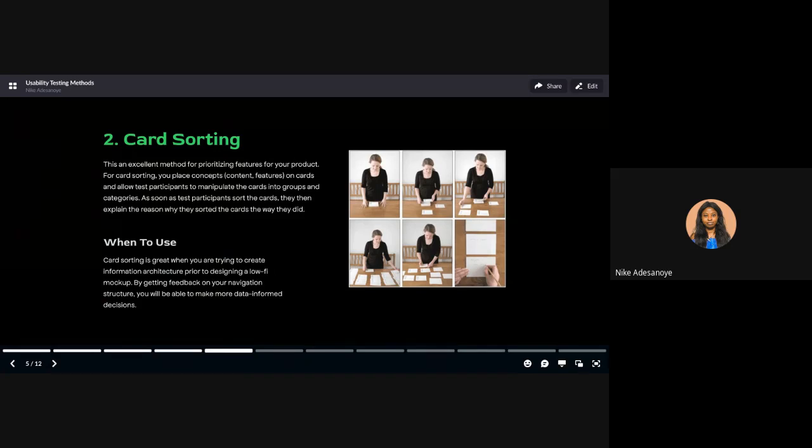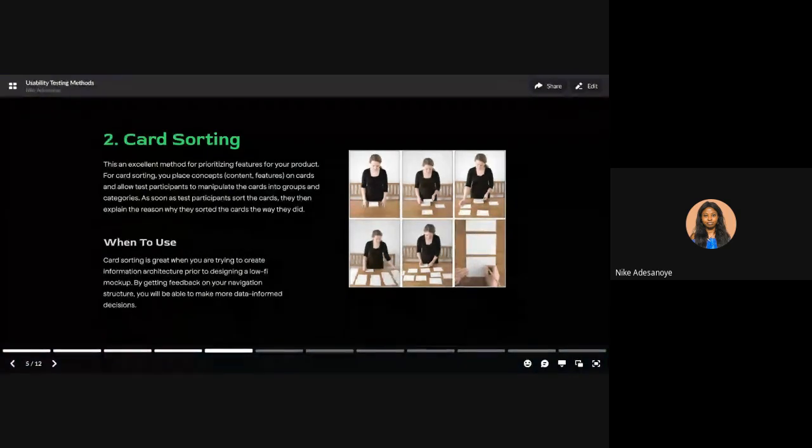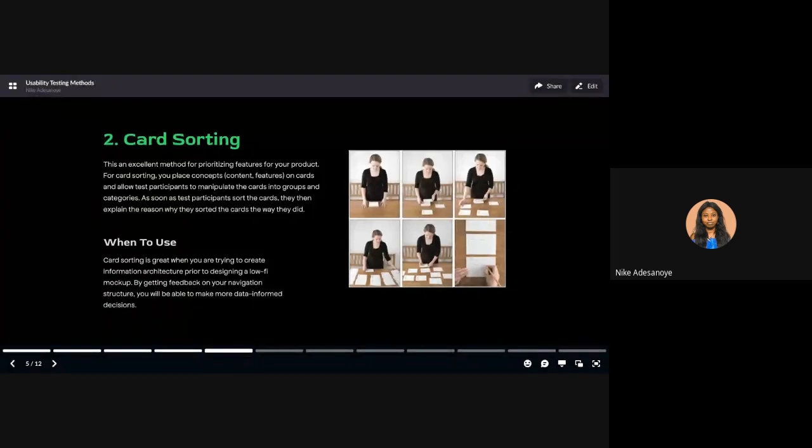Card sorting is mostly used when you're trying to create information architecture, like I just said. You cannot finish creating your design, and then create card sorting and bring your users in for card sorting. It is not done that way, because your users are arranging it based on how they want it to be done, right? So you cannot go to design, finish your design, and then come back to this method. It is not done that way.